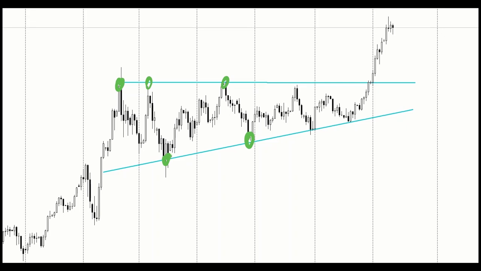However, when the pattern has 2 touches on either side, then that line is strong. Why is it strong? Because everybody around the world sees it. You see, everybody is seeing it. People are gonna put pending orders there. People are gonna do a lot of things there. Even hedge funds and banks are actually seeing it. So the moment they come next to or near this line, we want to see what happens.